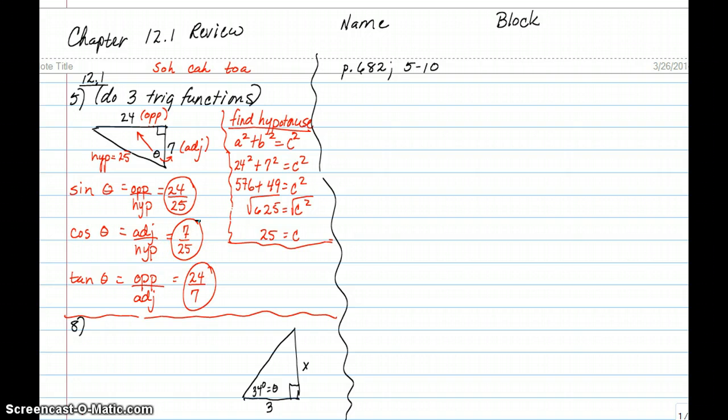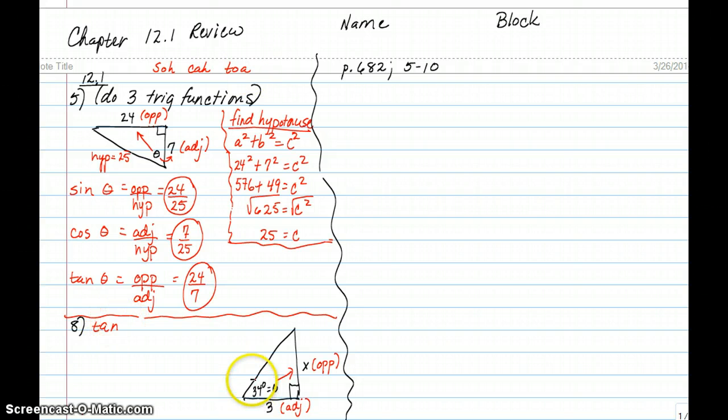All right, let's go to number 8. On number 8, you're being asked to find x. You know that 34 degrees is your theta. You're not going to need the hypotenuse because you wouldn't be using that. You have x being your opposite, which means 3 is your adjacent. We don't have anything related to the hypotenuse. We're not even going to look at that. And when you think of opposite and adjacent, you're thinking of tangent. Okay, TOA, opposite over adjacent.